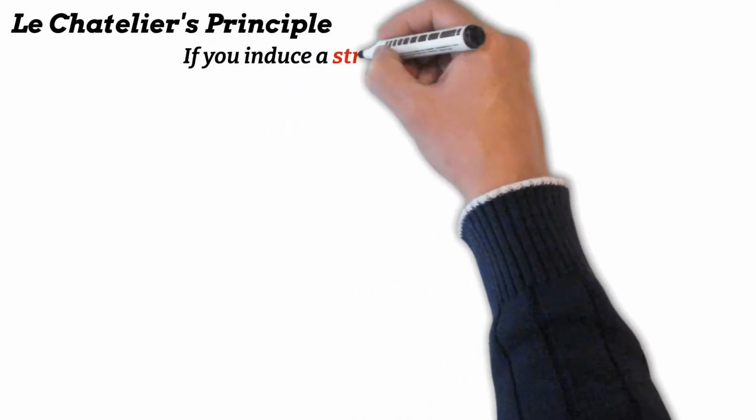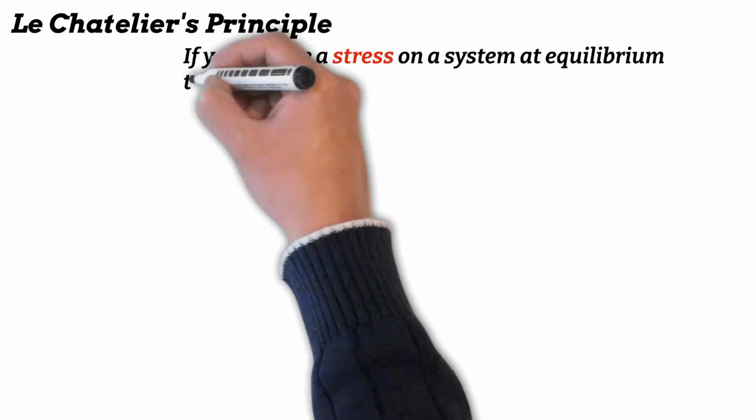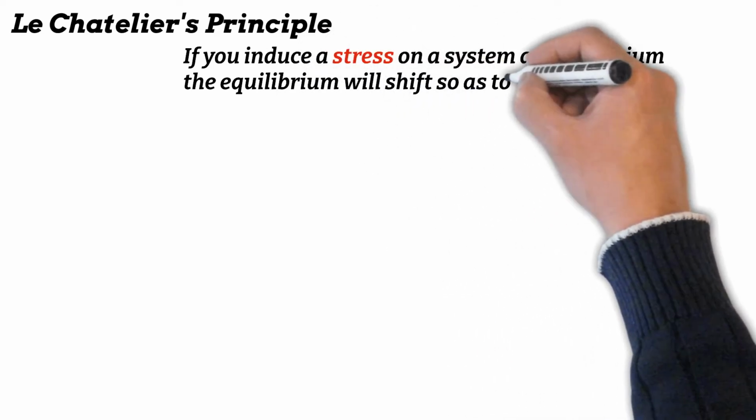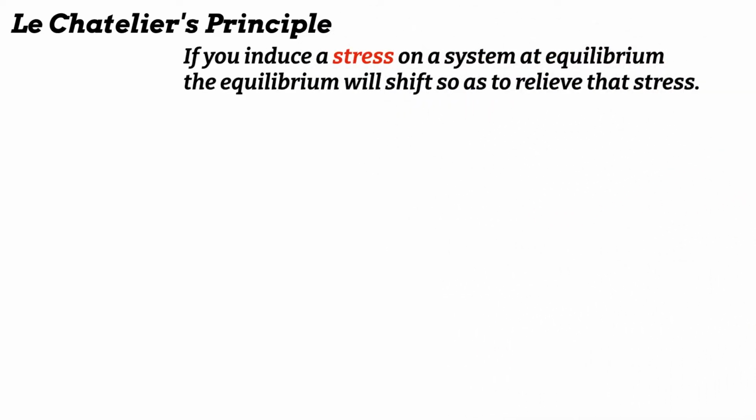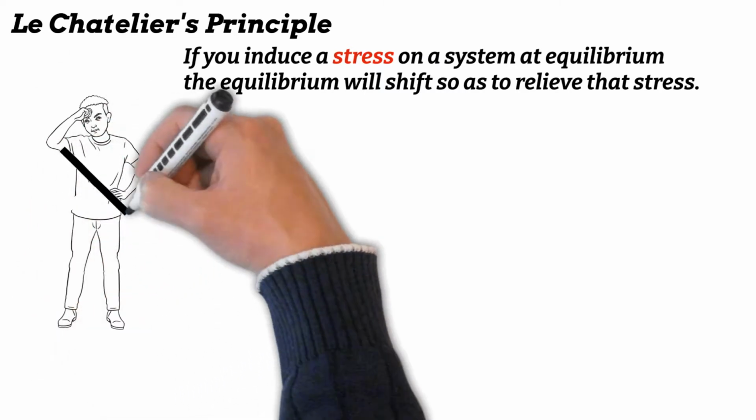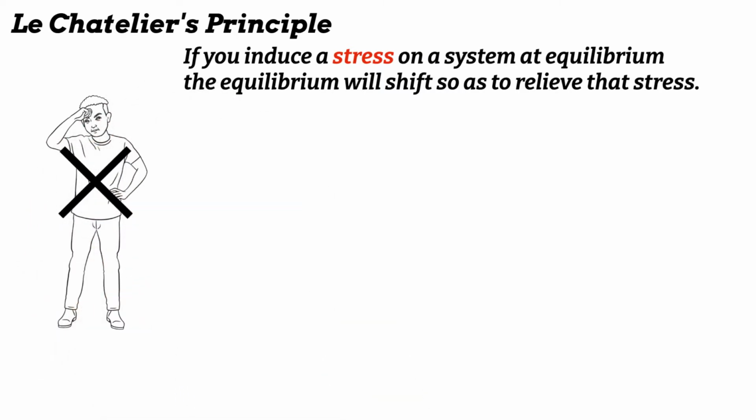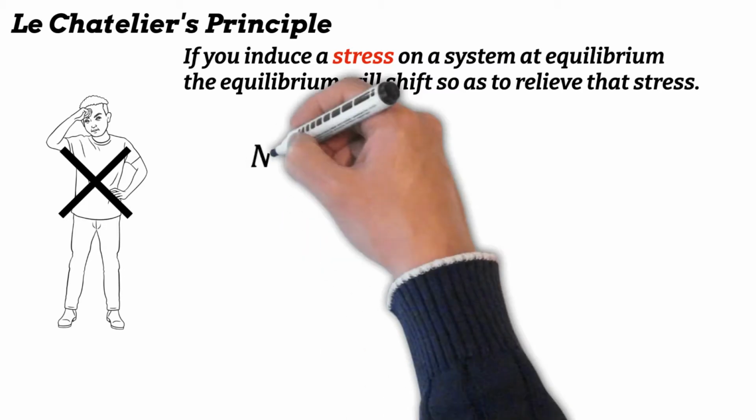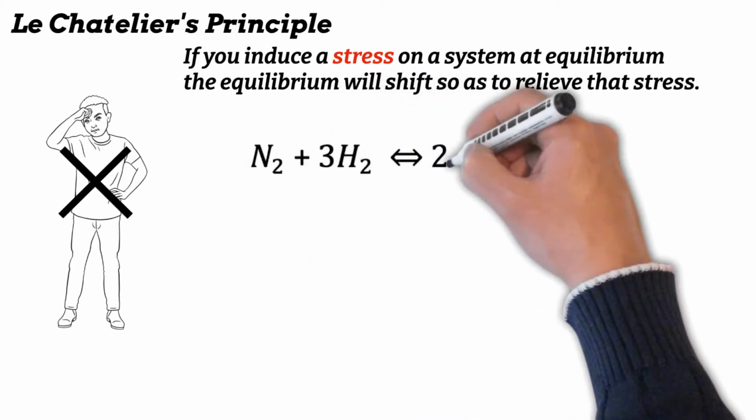In this video, I will be talking about Le Chatelier's principle. Le Chatelier's principle says that if you induce a stress on a system at equilibrium, the equilibrium will shift so as to relieve that stress. But wait, actually not this stress or the feeling of emotional and physical tension. I mean stress or changes that we could use on a reversible chemical reaction to unbalance its equilibrium.